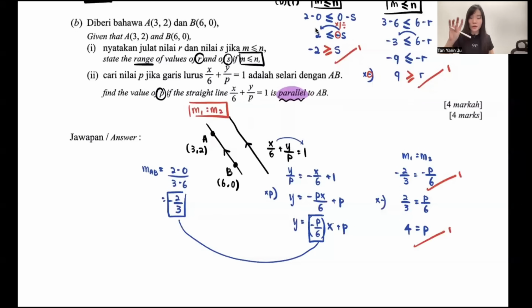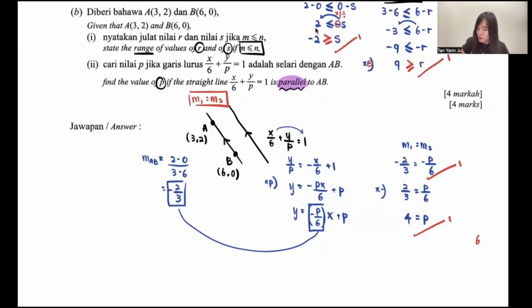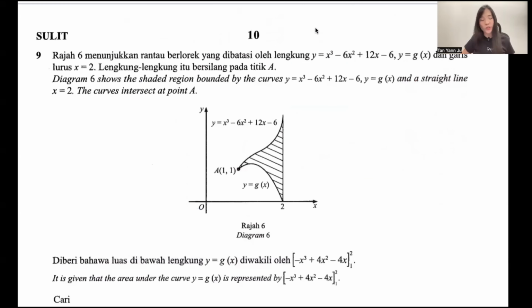That means not just M1 equals M2, but you really write out the gradient for the first one equivalent to the gradient for the second one, then you will get another 1 mark, okay? So 4 plus 2, this whole question is worth 6 marks. That. Can 5, 4, 3, 2, 1. Stick with me. Next, question 9.